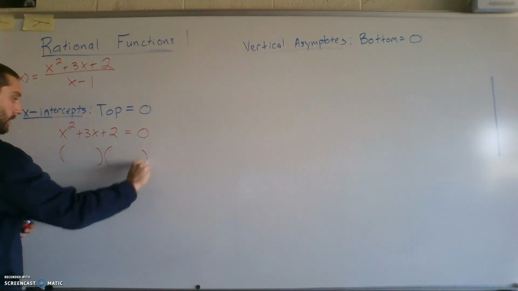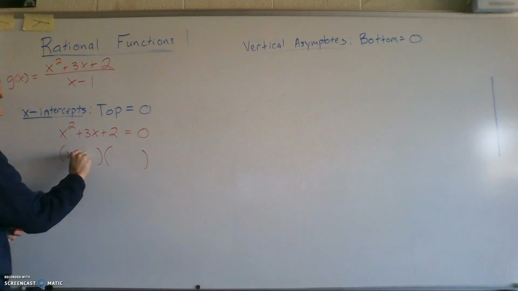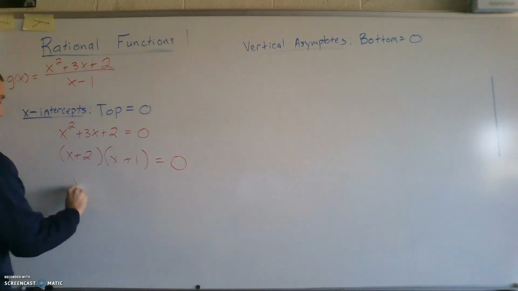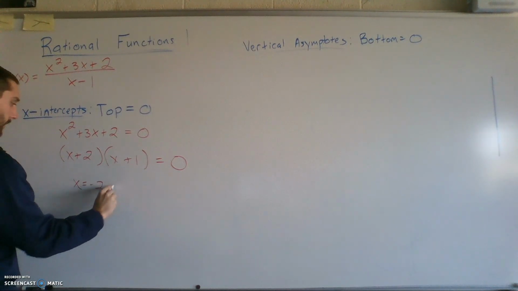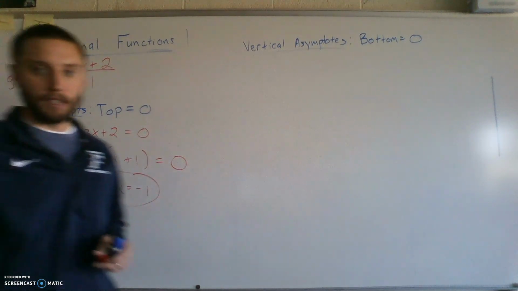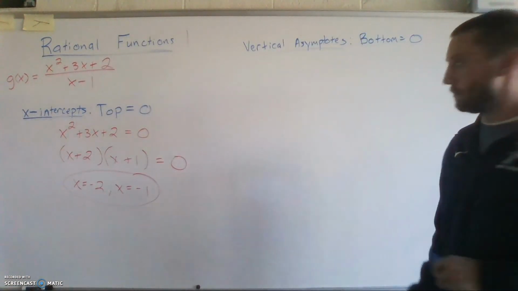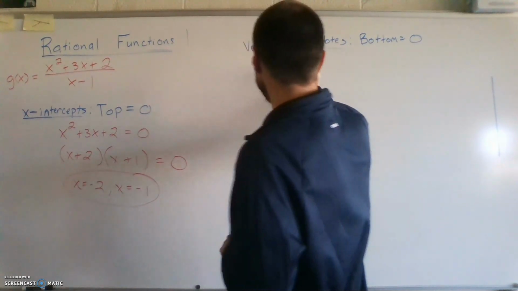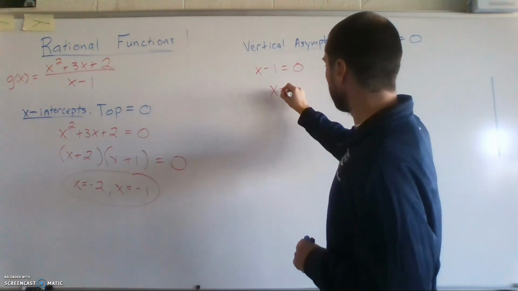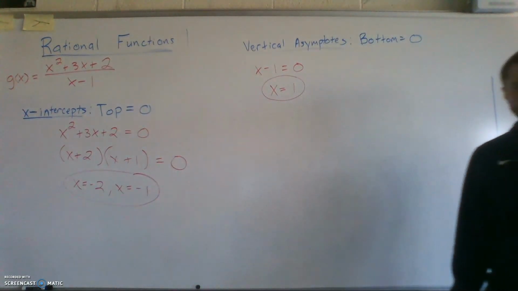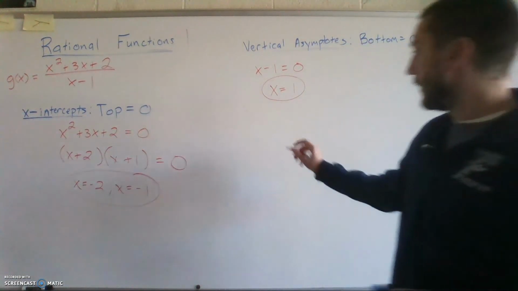I got to factor this guy. So this would be x plus 2, x plus 1. So I get x equals -2 and x equals -1. So there are my x-intercepts. Nice job, team. Vertical asymptotes. I set the bottom equal to 0. So x minus 1 equals 0, which means that I'm going to have a vertical asymptote at x equals 1. All right, no big deal there.